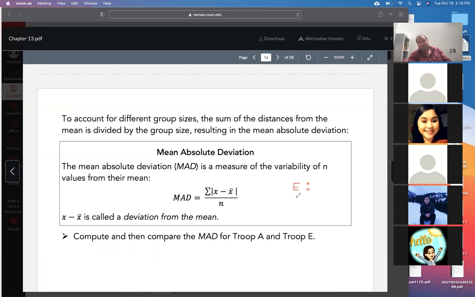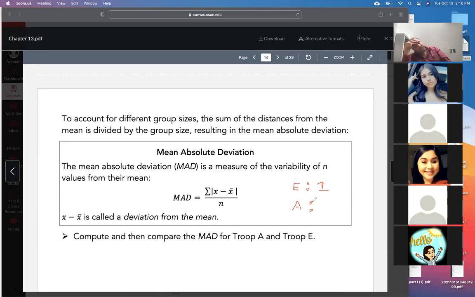Just the 1. Whereas for A, what do we end up with? What was the sum again for A? 20. How many data points were there? It was 20 divided by 9, which is like 2 point 2 bar, 2.22 or so.